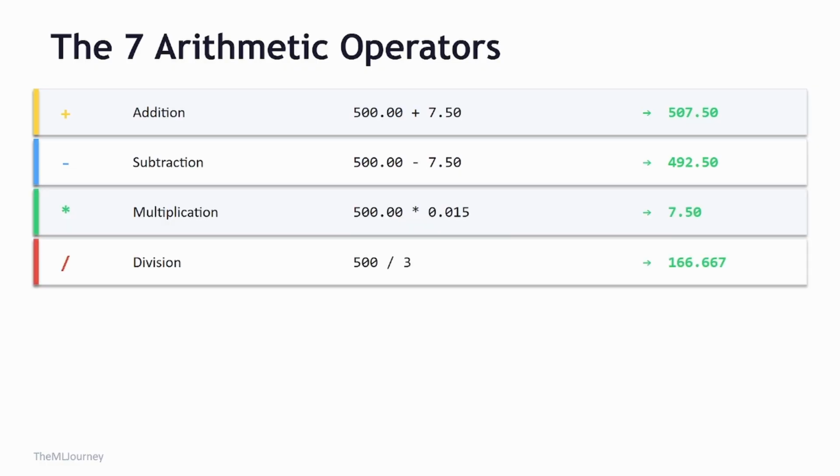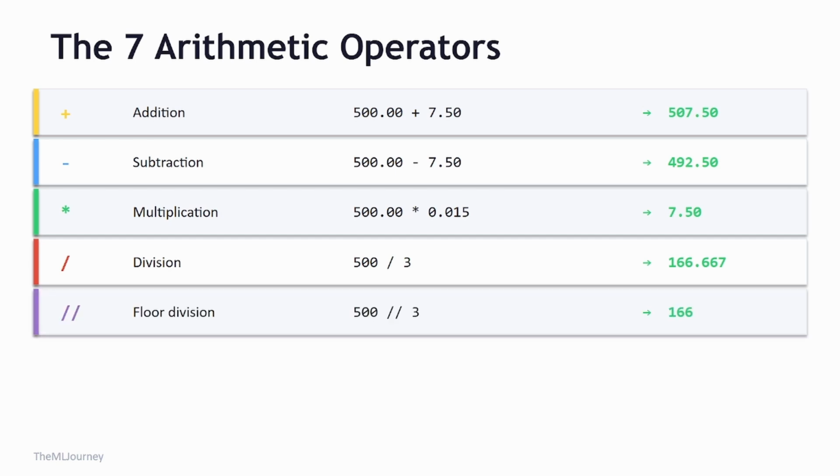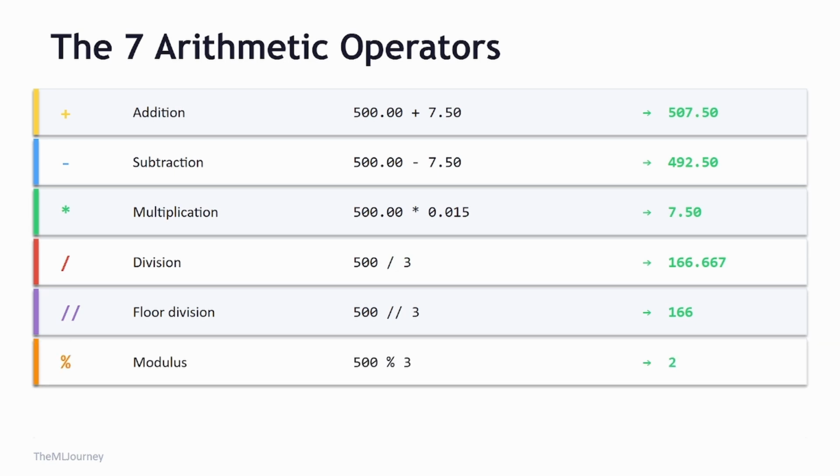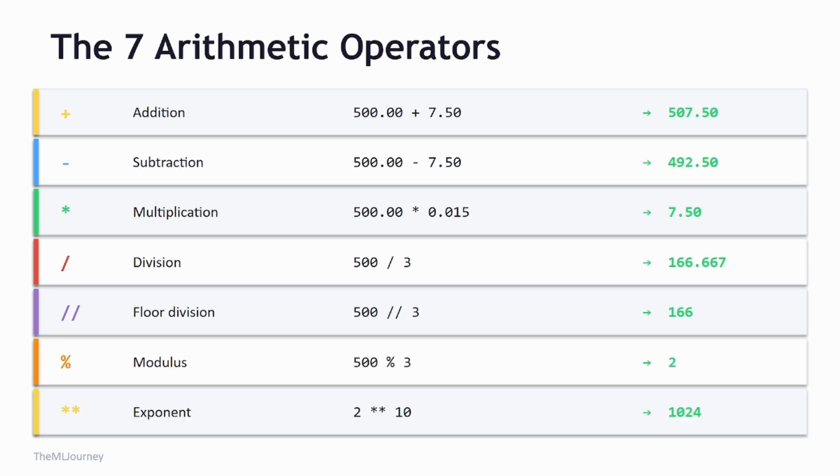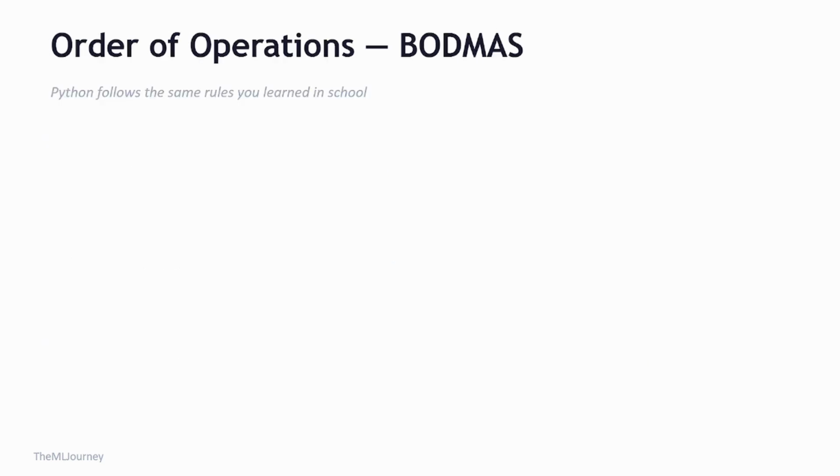Subtraction, multiplication, and division. Now, for the division, there are two types. We have the normal division and we also have the floor division. For the floor division, it divides the number and returns only the integer value. We also have the modulus and the exponent.